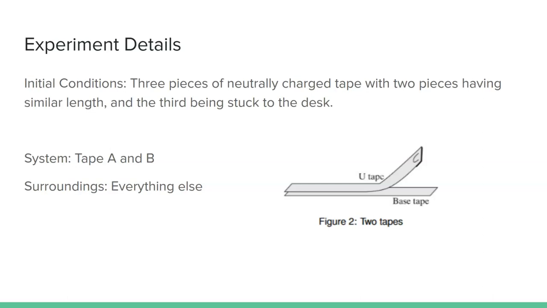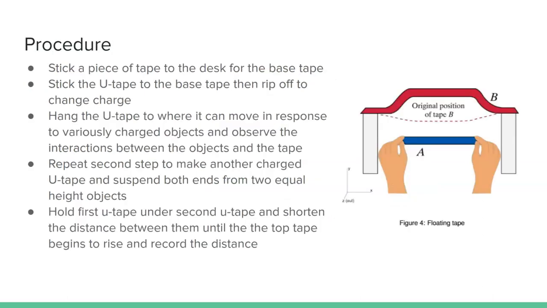Experiment details. My initial conditions were that I had 3 pieces of neutrally charged tape with 2 pieces having similar length. The third tape I used to stick to the desk as a base tape. My system is comprised of tape A and tape B, which were both U-tapes, and the surroundings were everything else.